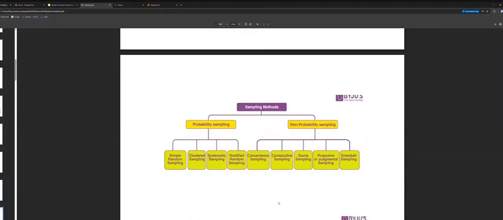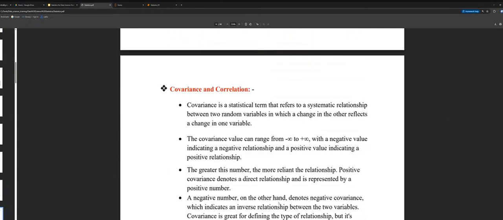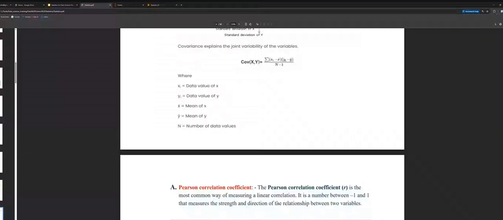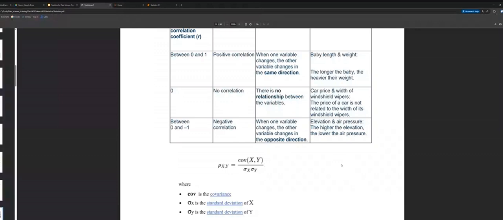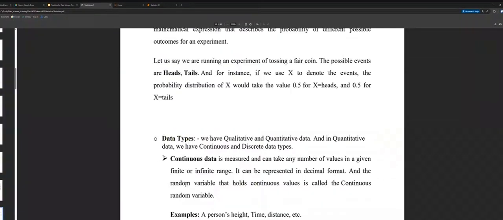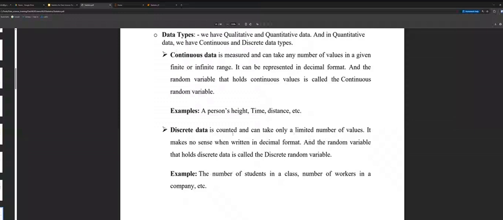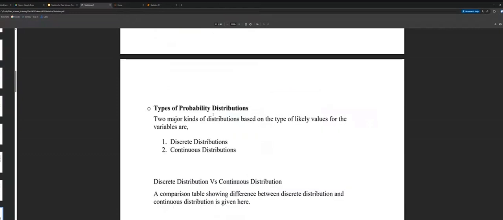This is a very good article. I downloaded this PDF from Byju's or somewhere, I don't know, from a link. Very good, even I was referring to this. It is refreshing my knowledge also. What is continuous data? Something continuous, like a person's height, time, distance. What is discrete? A number of students in a class, where you cannot increase fractionally. Types of probability distribution: discrete and continuous.